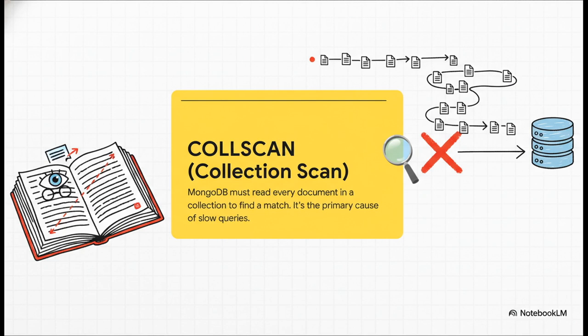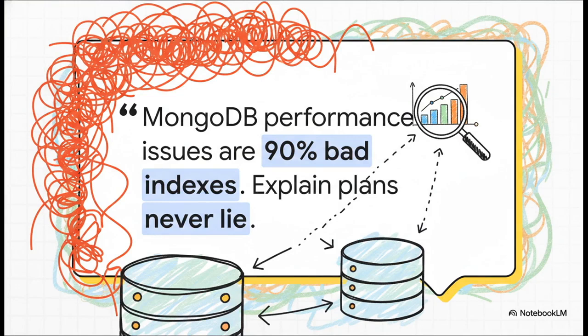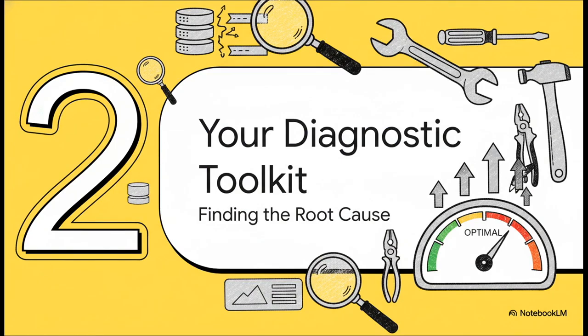I mean, imagine someone tells you to find one sentence in a giant novel, but instead of letting you use the table of contents or the index, you have to read the entire book word for word from the very first page. That is exactly what a COLLSCAN is doing to your database. And it is, as you can imagine, incredibly inefficient. And this quote right here, it just cuts straight to the chase. MongoDB performance issues are 90% bad indexes. Explain plans never lie. The vast majority of performance problems you're going to face aren't some super complex, mysterious thing. Nope. It almost always comes down to bad indexes. And the proof? The explain plan. It never, ever lies.